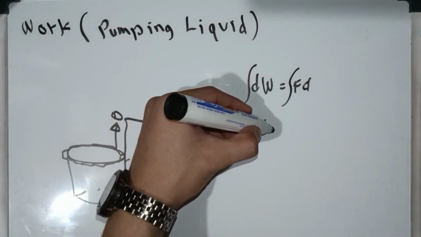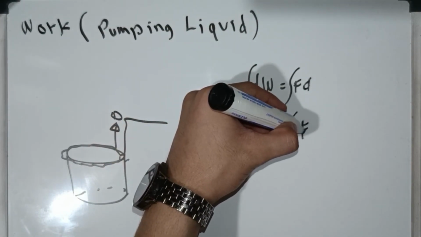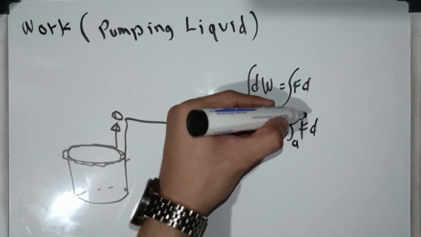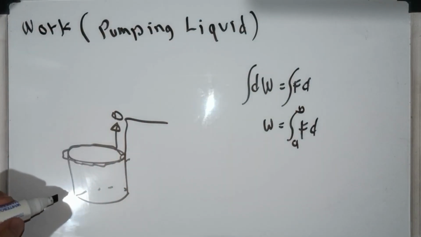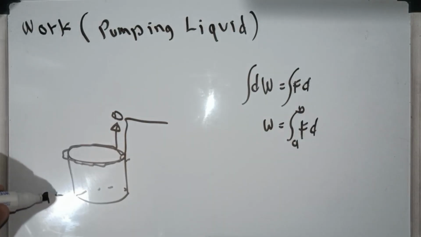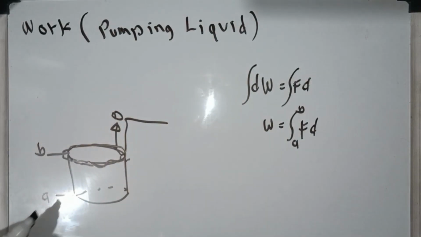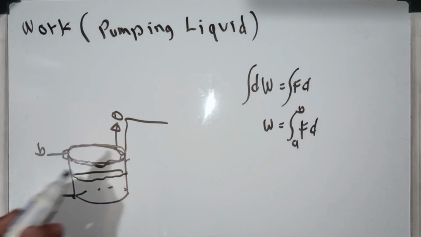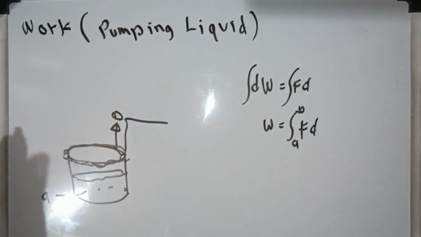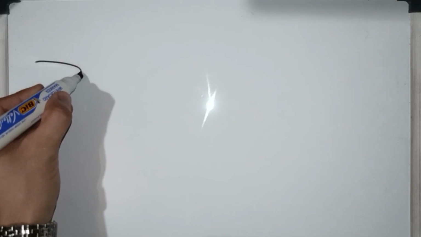So that is equal now to W is equal to the integral of F dD. So we have the limit from a to b. So we have here, this is the a and this is the b, since this is the water. If we have the water level here, so our value of b is from this one. So let's erase this first. So let's make an example.